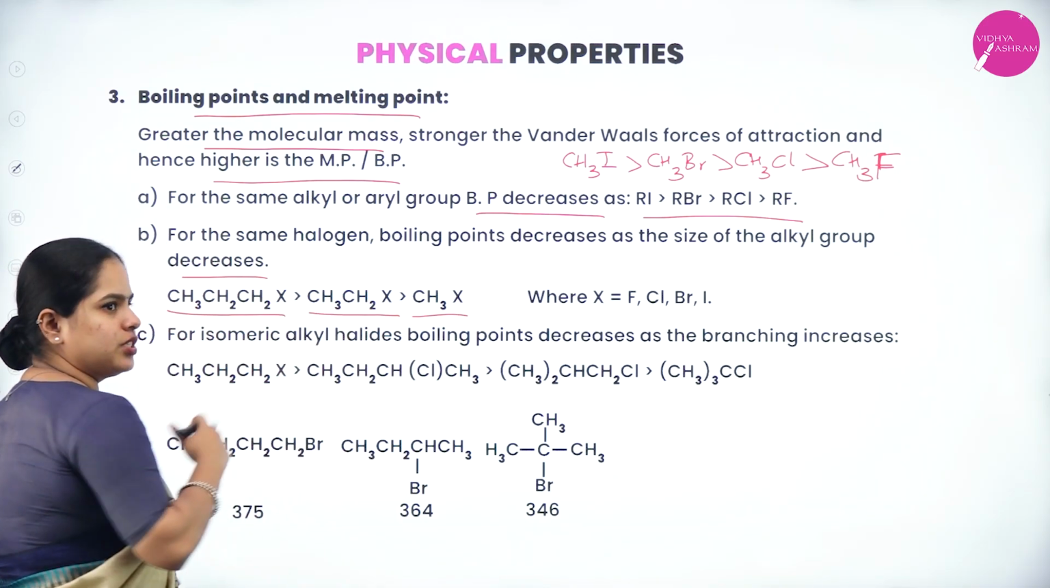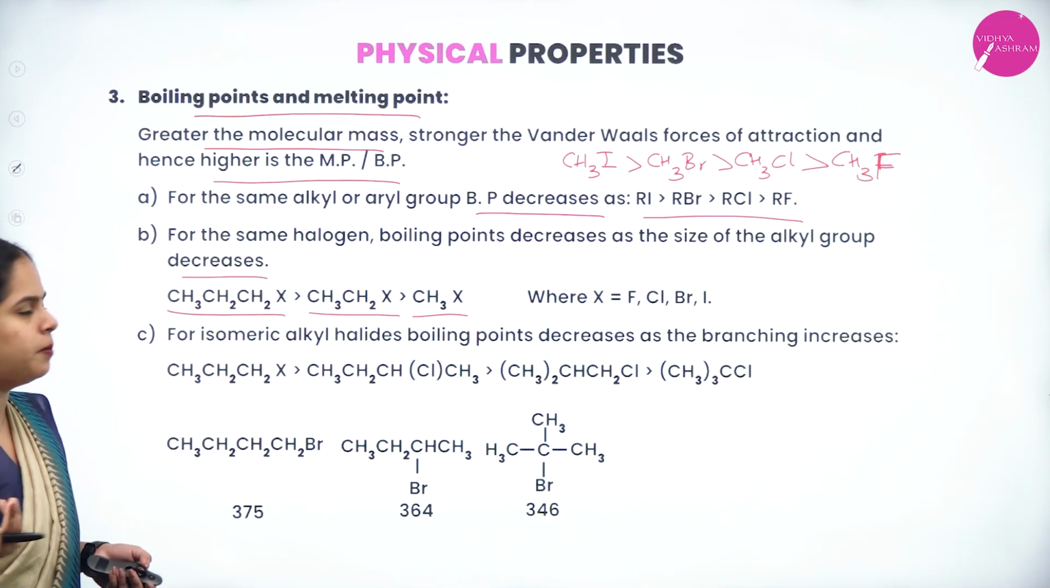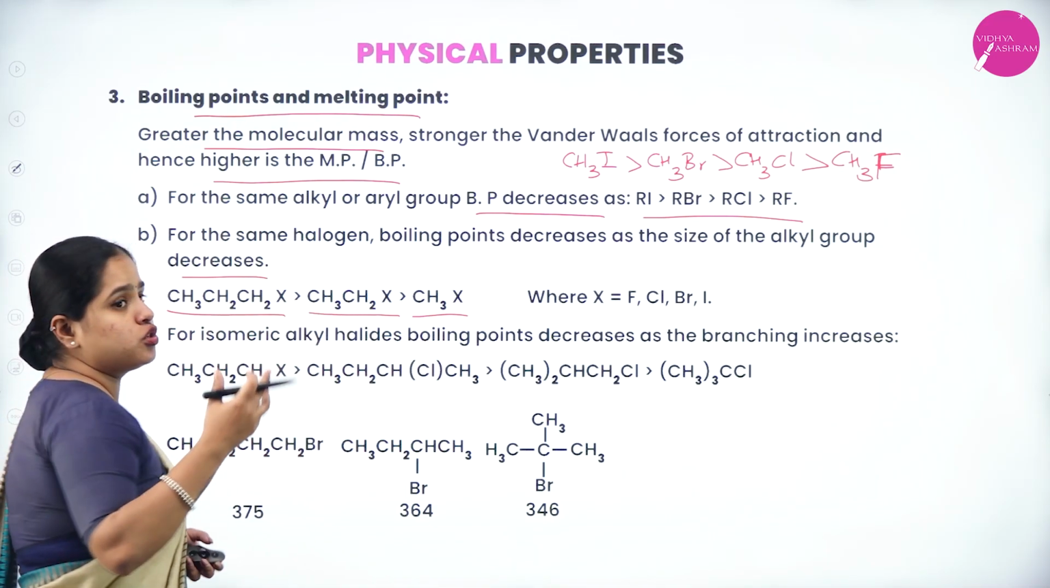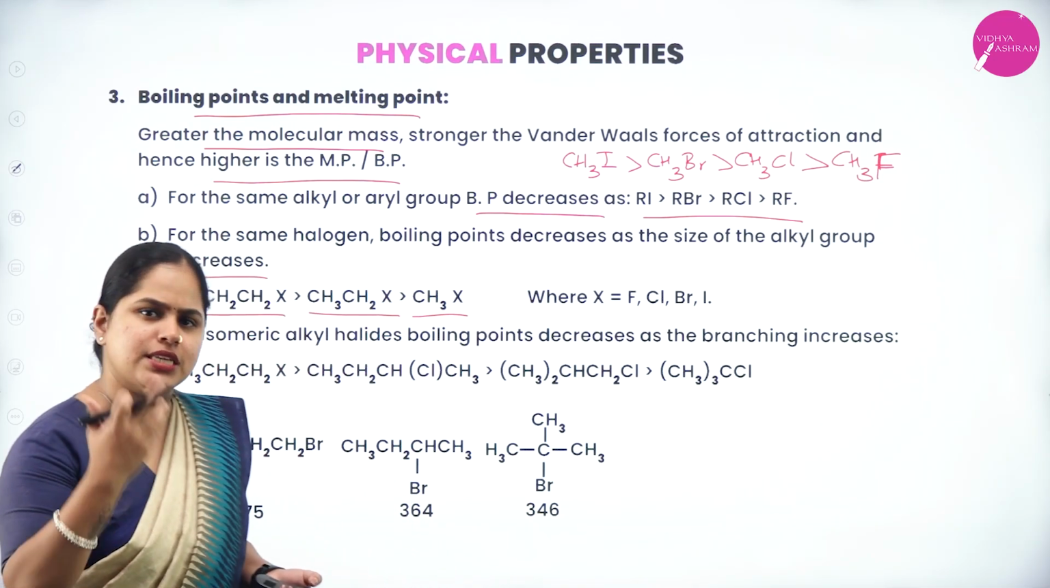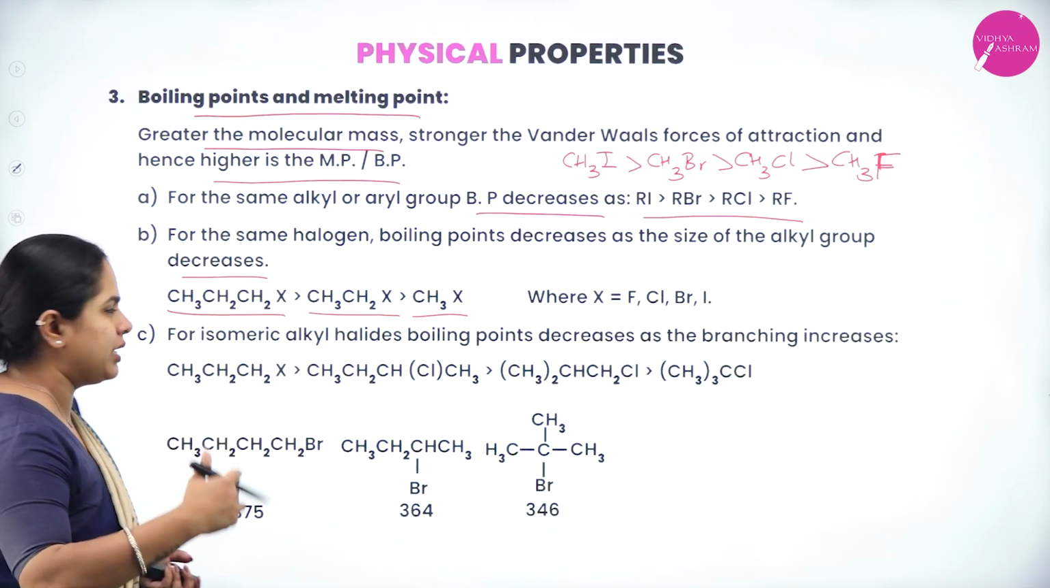As you can see, the halogen is the same. It can be fluorine, chlorine, bromine or iodine. But the alkyl group changes. So whichever alkyl group is the biggest will have the highest molecular mass, hence the highest boiling point or melting point also.